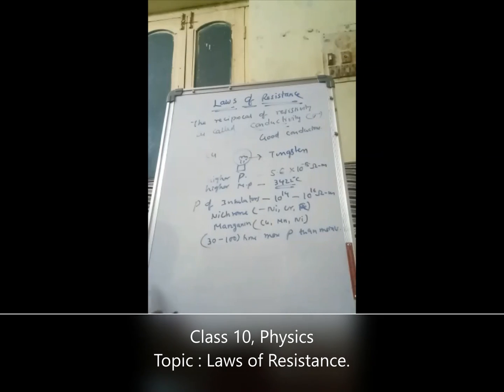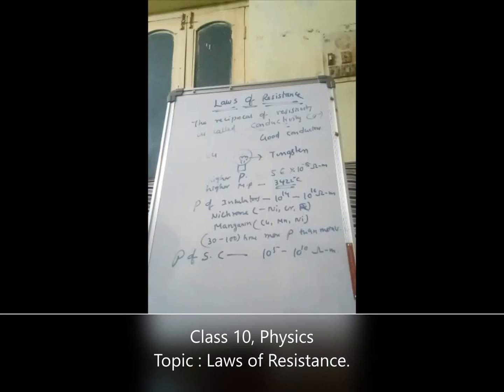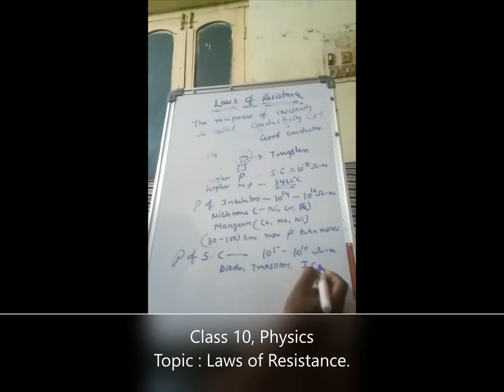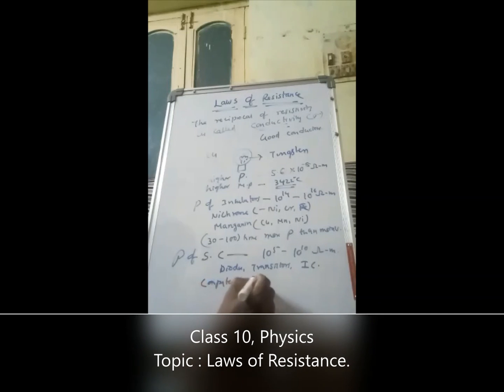The resistivity of semiconductors is in the order of 10 power 5 to 10 power 10 ohm meter. And we know that semiconductors are used to make diodes, transistors, and integrated circuits, IC. The ICs are nowadays used in all sorts of electronic devices, including computers. ICs are used in computers, TV, etc.